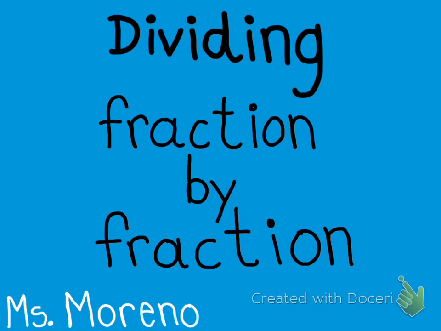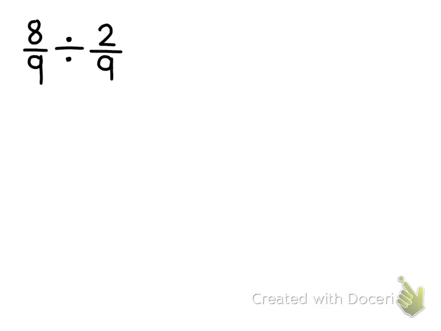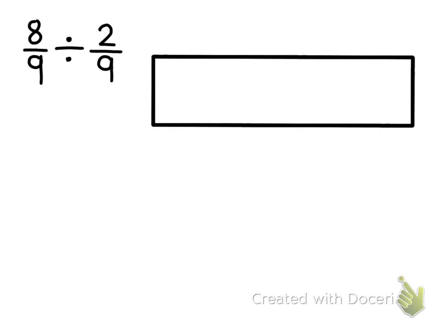Today we will be dividing fraction by fraction using models. We're going to start with the fraction 8 ninths divided by 2 ninths. I'm going to start by drawing one unit. This one unit represents one whole.